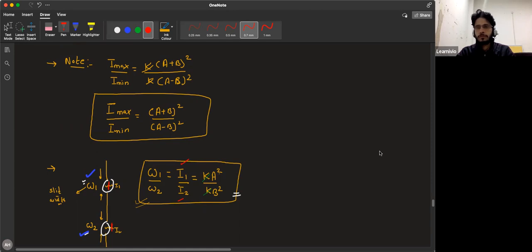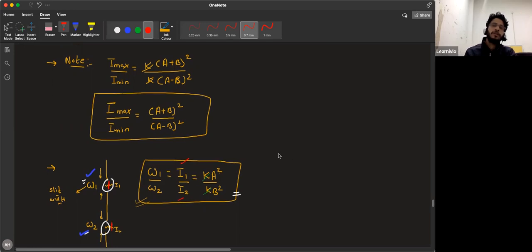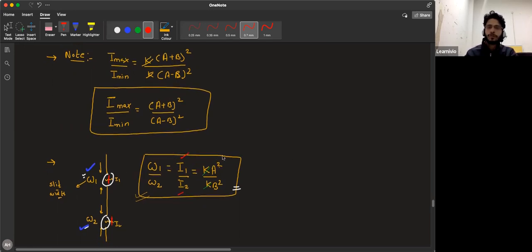Sir, can you explain the ratio part? Yeah. See, you have this slit. This is slit 1 and this is slit 2. So the width of the slit means this one, W1. The width of the other slit is W2.